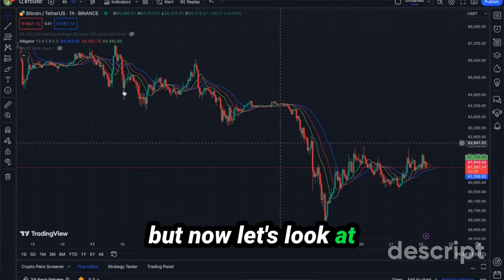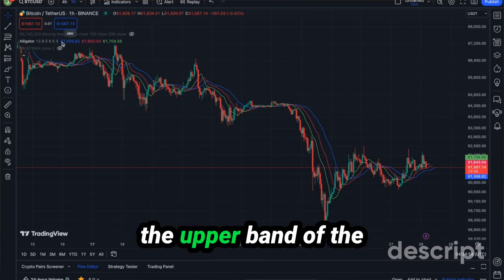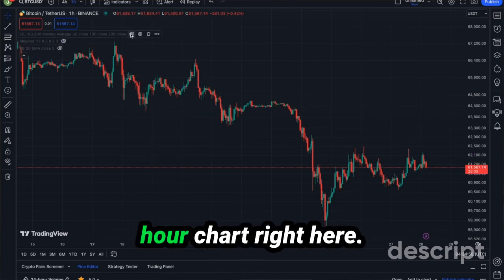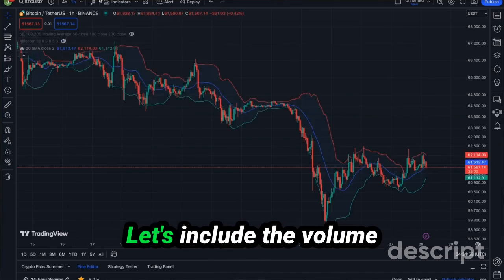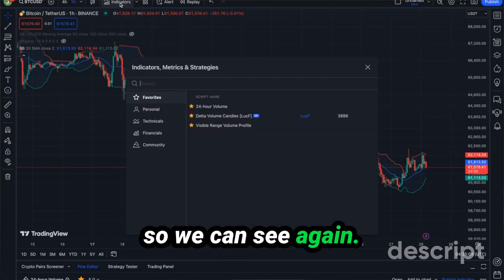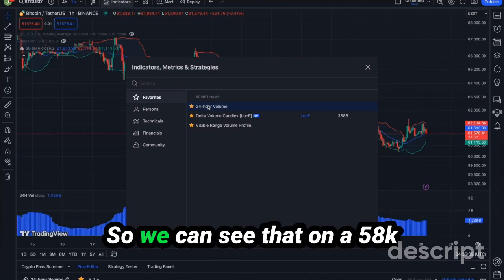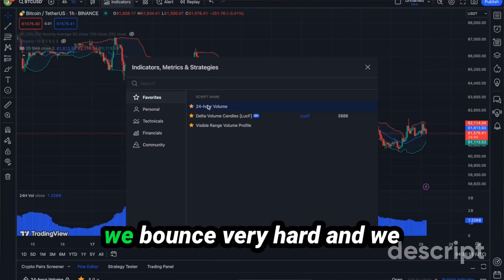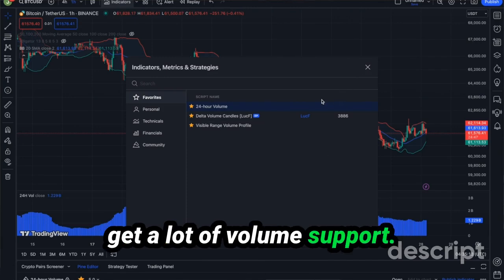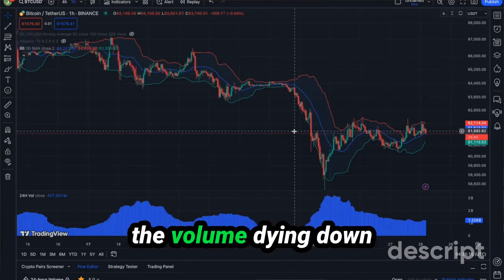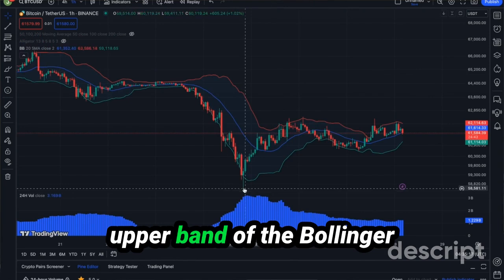But now let's look at the Bollinger Bands. We have touched basically the upper band of the Bollinger Band on a 1-hour chart right here. Let's include the volume. So we can see again, yeah, this is 24-hour volume, fine. So we can see that on the 58K, we bounced very hard and we get a lot of volume support. Now there's a little bit of the volume dying down and we have touched the upper band of the Bollinger Bands, okay?